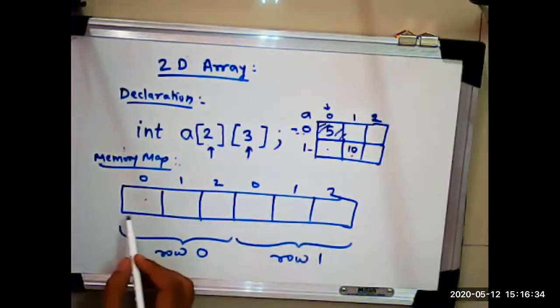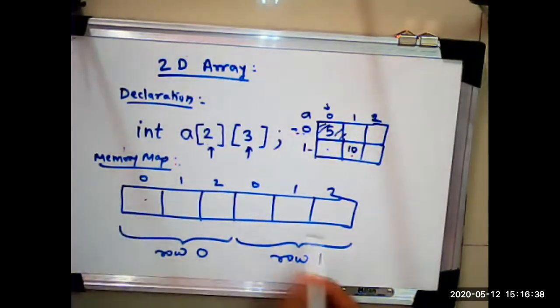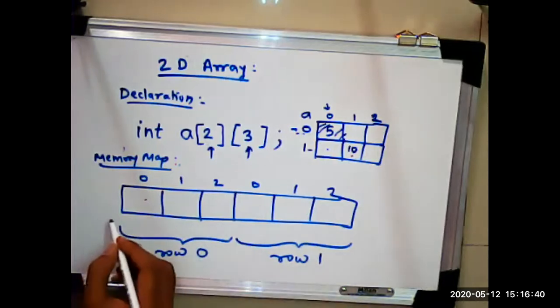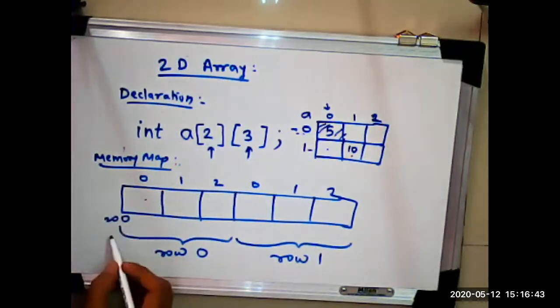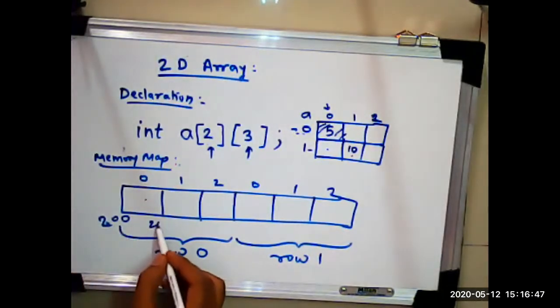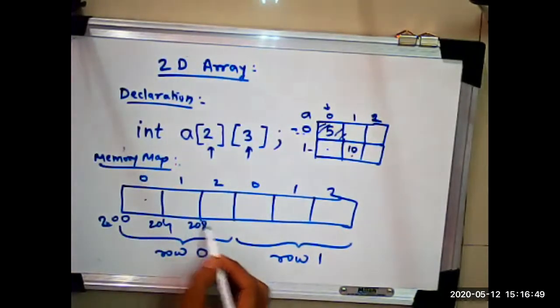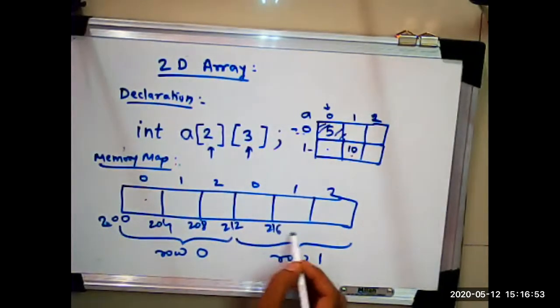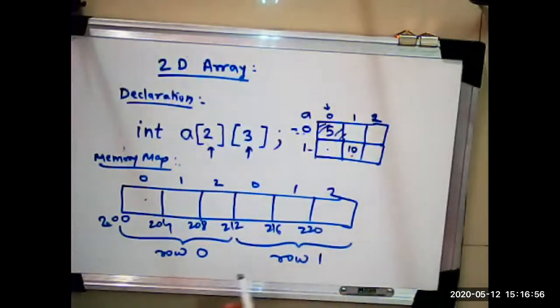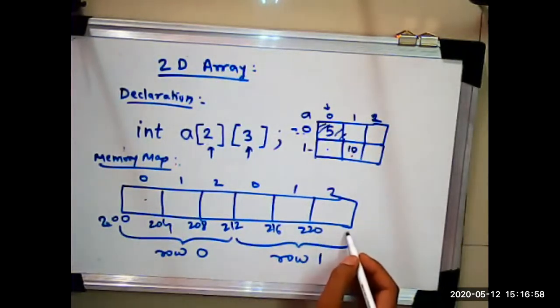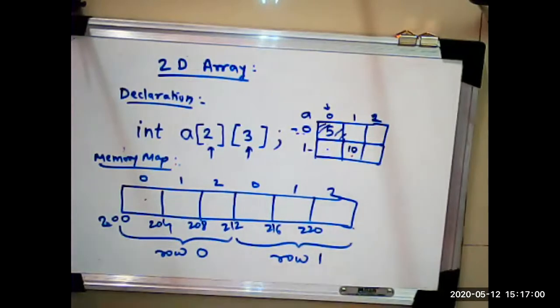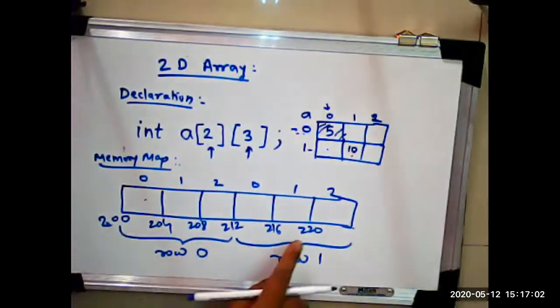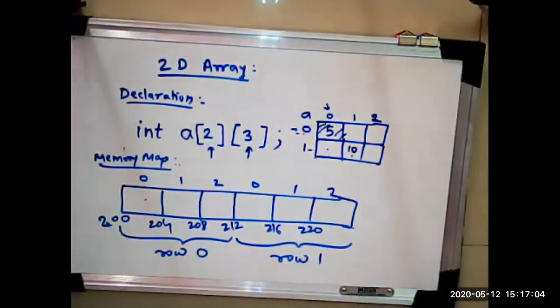Got it? And remember that here the memory addresses are consecutive. Consecutive address means, suppose the starting memory address is 200, the next one is 204, the next one is 208, the next one is 212, then 216, 220, like that. Okay, and the last one, the next one, is not related to us. So 200 to 220, this is our element.